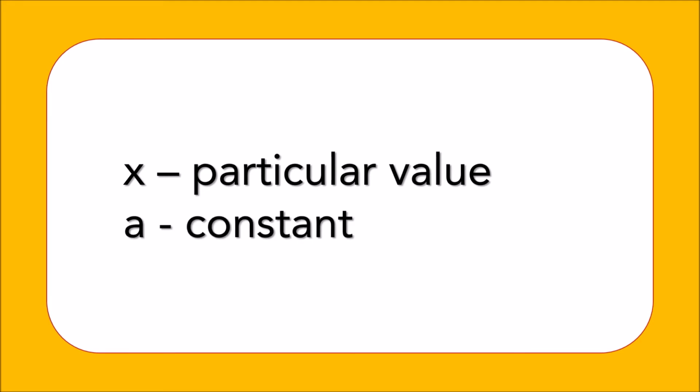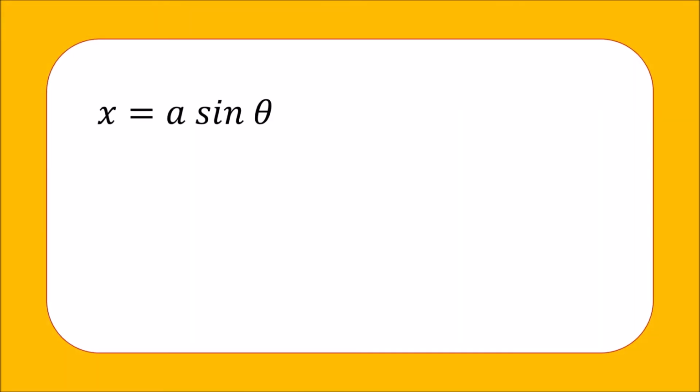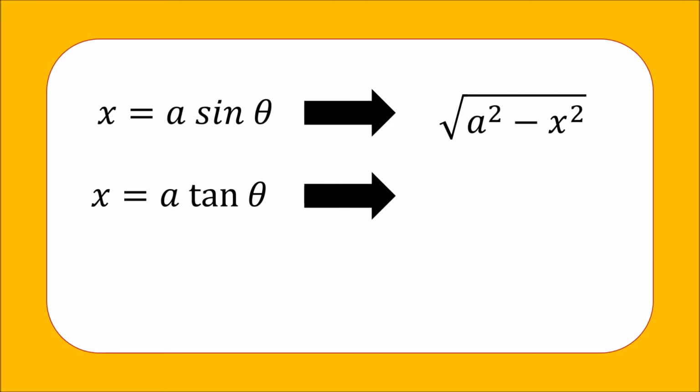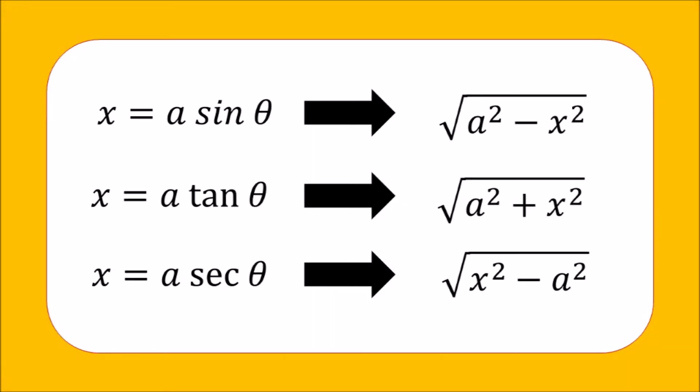Now, let us explore the three integration forms wherein we substitute x with a particular value, and a is a constant. In the first case, we let x equal a sine theta for square root of a squared minus x squared. In the second case, x equals a tan theta for square root of a squared plus x squared. And in the third case, x equals a secant theta for square root of x squared minus a squared.